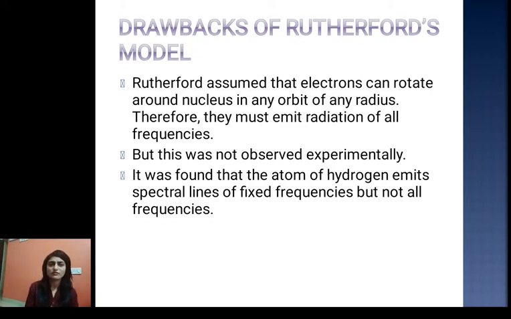What were the drawbacks of Rutherford's model? Rutherford assumed that electrons can rotate around the nucleus in any orbit of any radius. Therefore, they must emit radiation of all frequencies. But this was not observed experimentally. It was found that the atom of hydrogen emits spectral lines of fixed frequencies, but not all frequencies. So this is the main drawback of Rutherford's model.